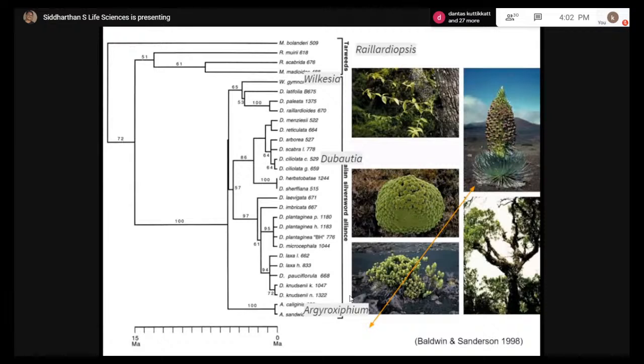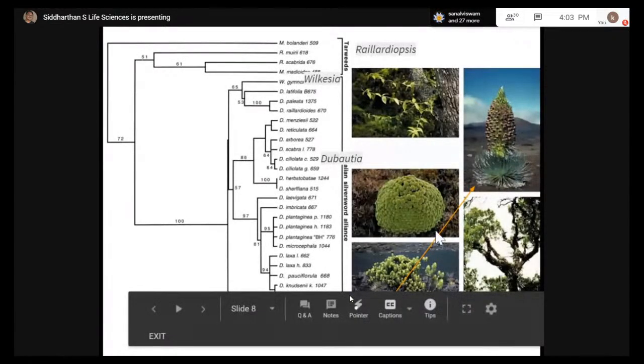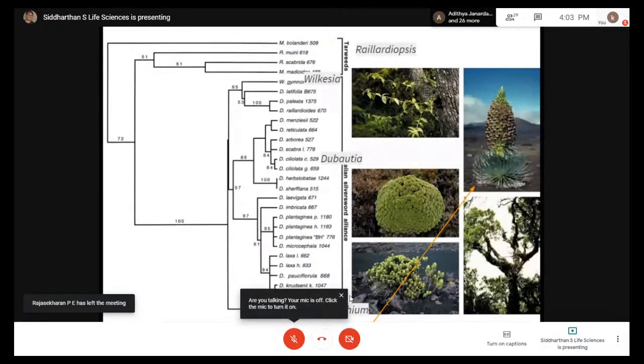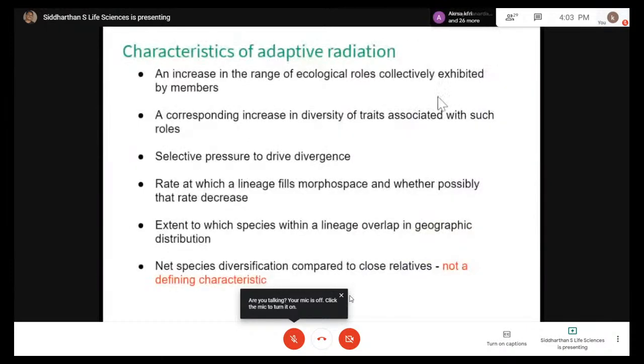The common tarweeds from California somehow, probably through wind, reached Hawaii, and then radiated into a multitude of plants: tree forms, rosette forming, shrub types, the silver sword with a very big inflorescence, and also some climbing forms and some epiphytic forms. These are classic examples of adaptive radiation, where one species shows a wide range of morphological variation. One ancestral species enters a habitat, and since there are different types of habitats, they adapt morphologically according to the ecological conditions there.